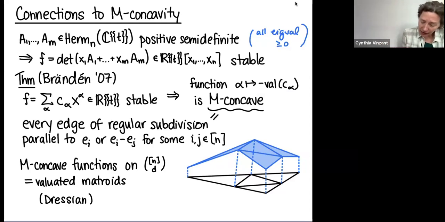And M-concavity means that every edge of this regular subdivision is, I guess the way I've written it, I want these to be homogeneous. So maybe we get rid of this. Every edge of this subdivision is going to be parallel to e_i minus e_j for some i, j in N.